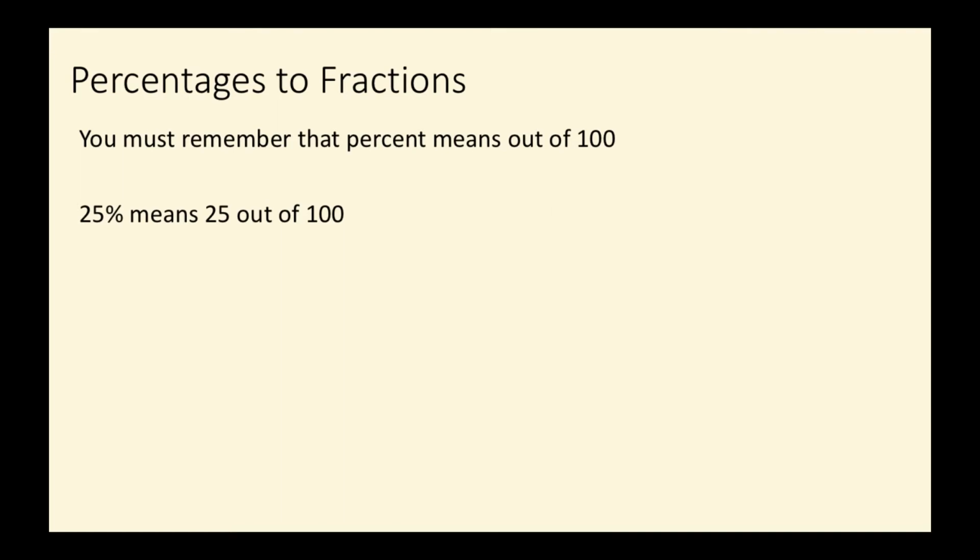25% means 25 out of 100. So we write this as a fraction and we cancel it down. What goes into both 25 and 100? Well, I know that if this ends in 5 and this ends in 0, it must be in the 5 times table because everything in the 5 times table ends in either 5 or 0. So I know I can divide by 5. So 25 divided by 5 is 5 and 100 divided by 5 is 20.